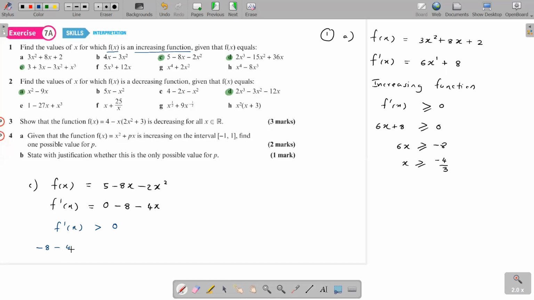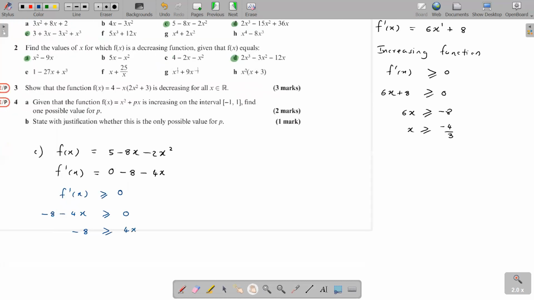So -8 - 4x is greater than 0. Greater than or equal, yes, greater than or equal to 0. Minus 4x goes to the other side as plus 4x. And then I will move the 4 to the other side as division. Remember, the inequality is sensitive to division by a negative number. Here, because I took the -4x as a positive 4 to this side, I'm dividing by a positive 4. So therefore, the inequality sign is not flipped. So -8 divided by 4 is -2. So basically, the answer is x is less than or equal to -2.